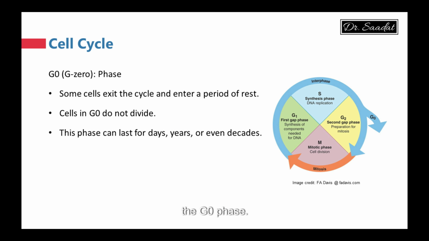The G0 phase. Some cells, such as mature nerve cells or muscle cells, may exit the cell cycle and enter a resting phase called the G0 phase. Cells in the G0 phase can remain in this quiescent state for extended periods or even permanently. However, under certain conditions, they may re-enter the cell cycle and start dividing again.